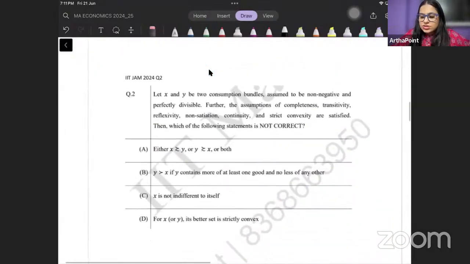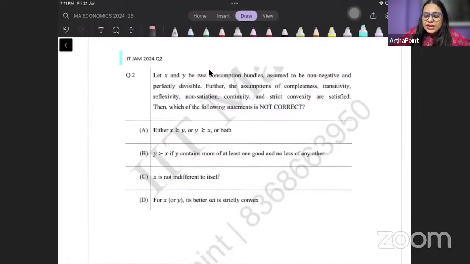Acha, next question. This question came in IIT JAM 2024 question number 2. Try to answer this question.